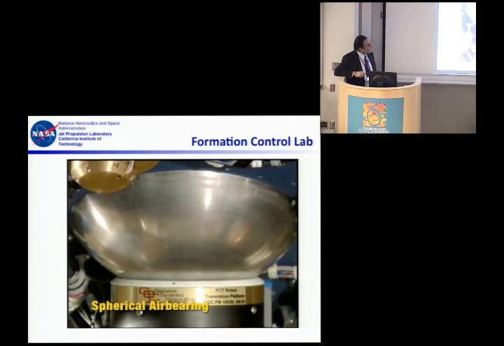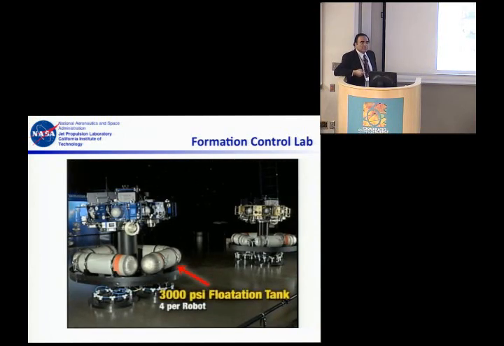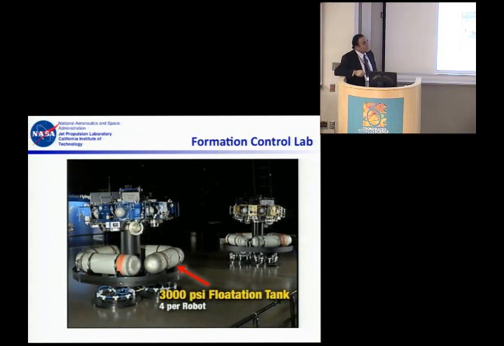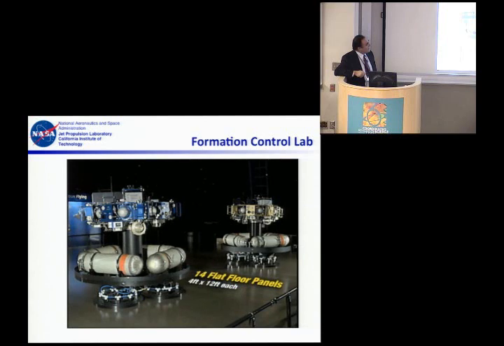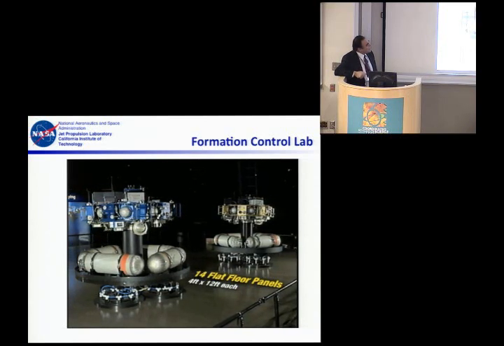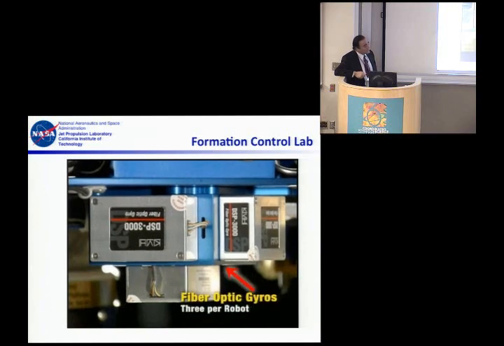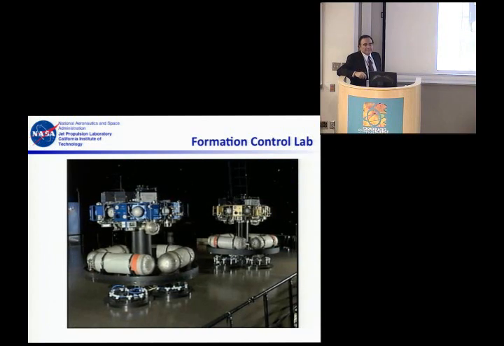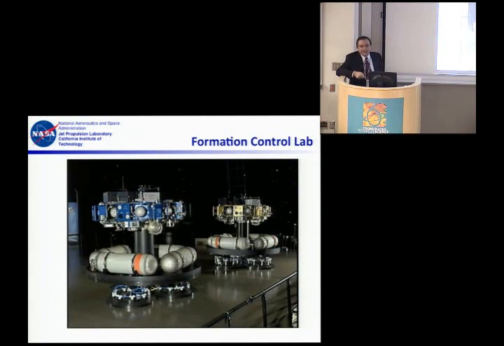Now, this is my lab, where we have essentially built the robots, the upper stage, to be as complete as a spacecraft as we can get. So it has reaction wheels, fiber optic gyros, thrusters, star trackers, and distributed thrusters, 16 sets, that we typically fly on every spacecraft.